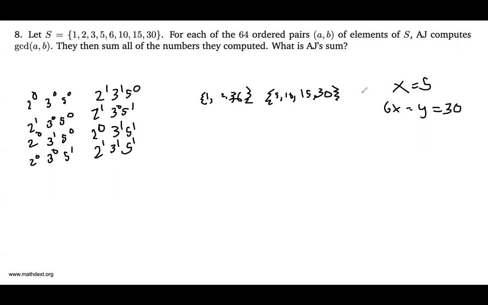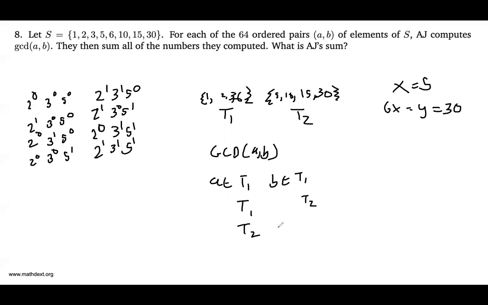And why do we do this? It's because once again, we have 4 cases, and maybe I should give these sets names, T1 and T2, where if you take GCD of A and B, you have A and B in T1 as our first case, A in T1, B in T2 as our second case, A in T2, B in T1 as our third case, and both in T2 as our fourth case. So in this first case, what are we going to have? We're going to have 16 possible GCDs, and we're going to sum them up.